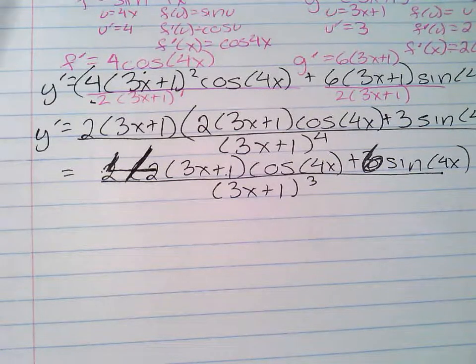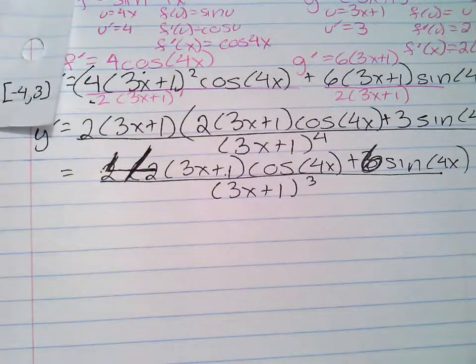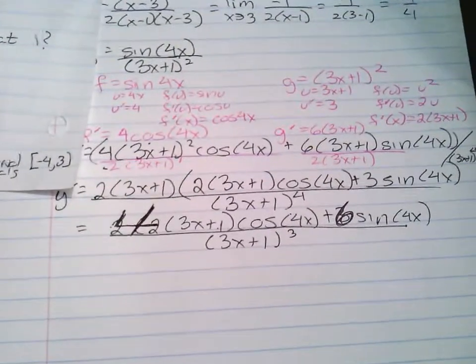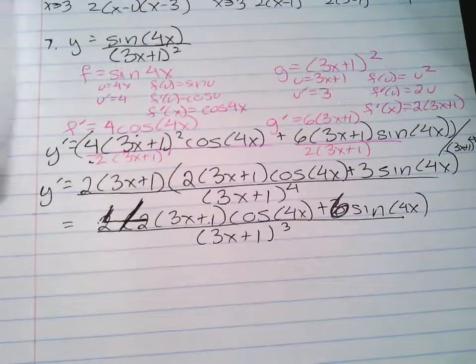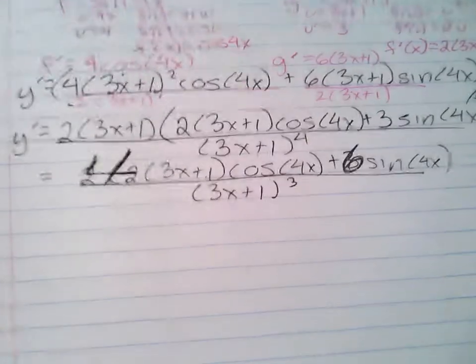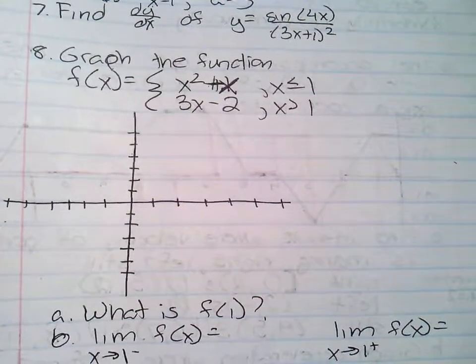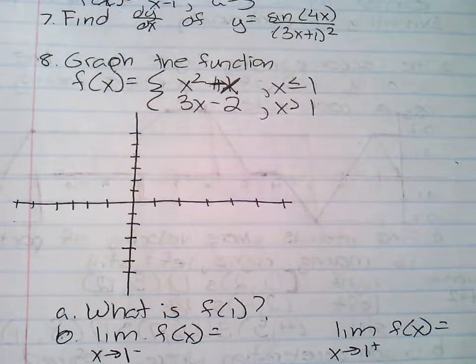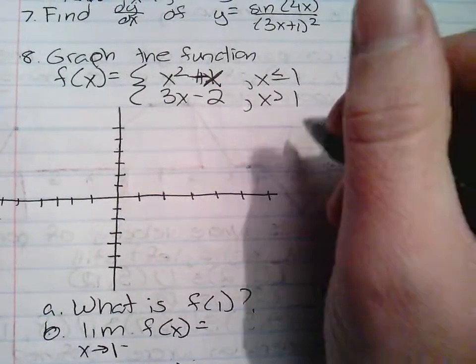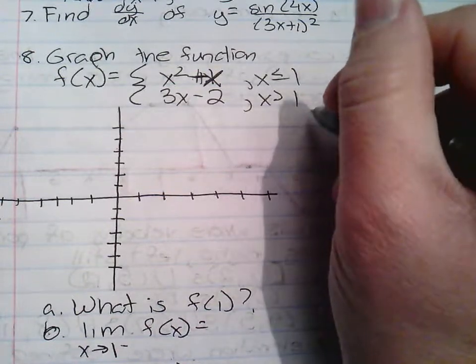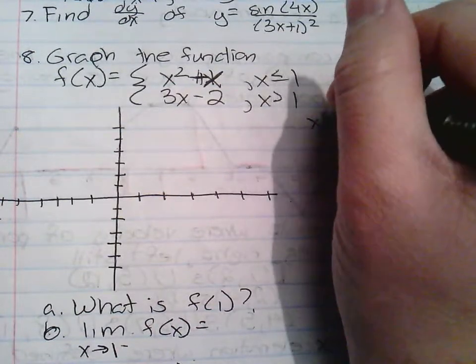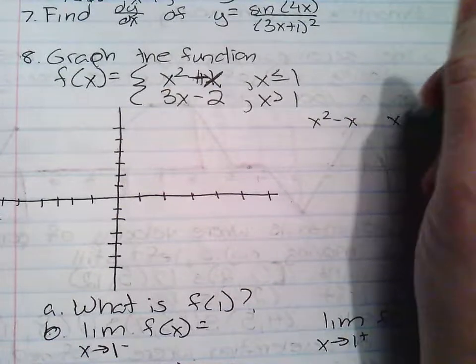Okay, next we're going to be, well, let me give you a better picture of this. Next, we're going to be graphing. Graph the function x squared minus x, x is less than or equal to 1. So let's go and look at that. So we have x squared minus x. x is less than or equal to 1.